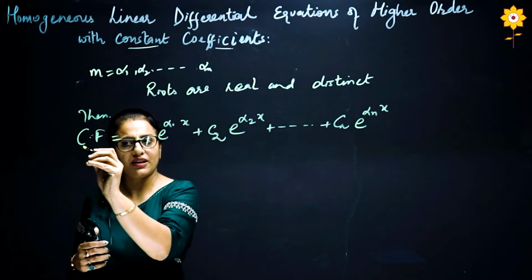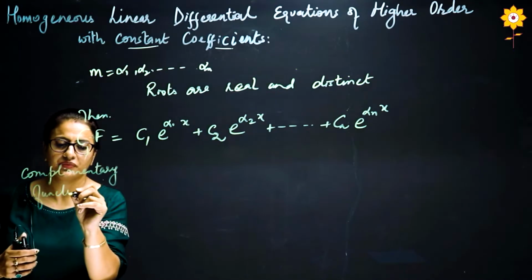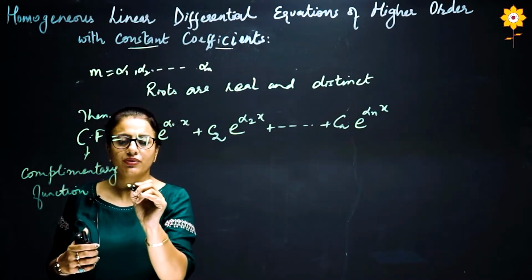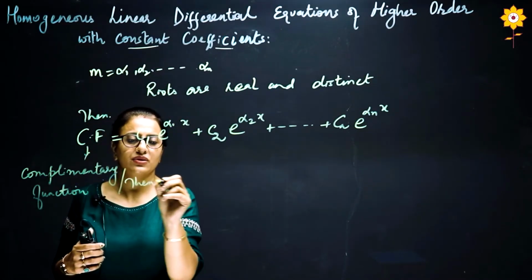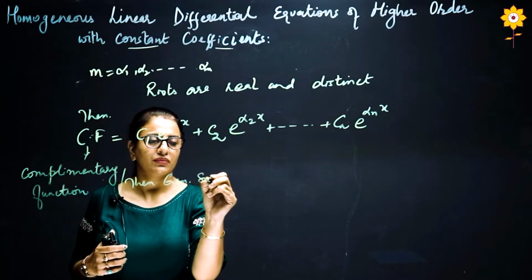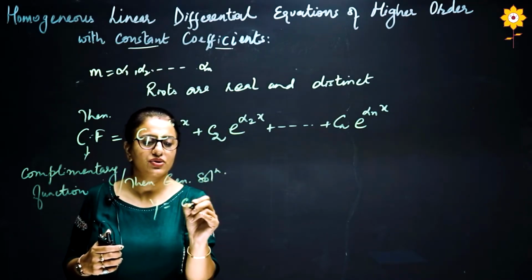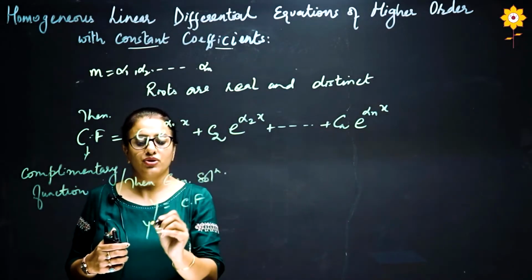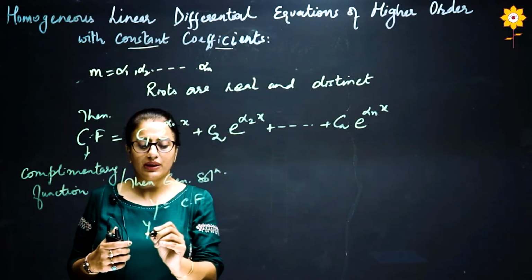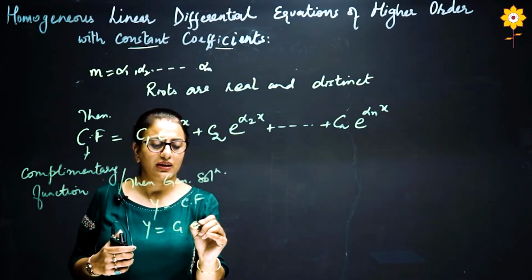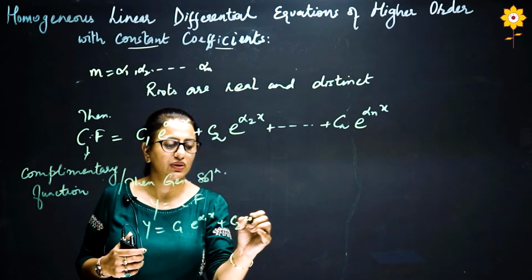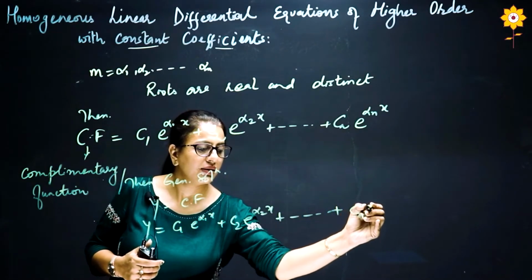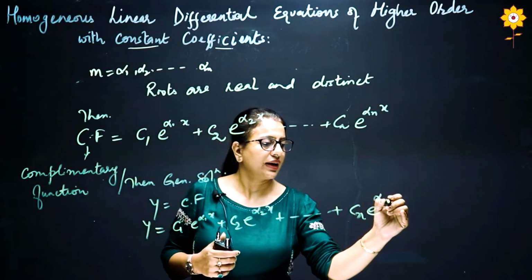Once we get CF, which stands for complementary function, the general solution in this case would be y equals to CF. So I can directly write the final answer: the general solution of the given equation is given by y equals C1 e raised to alpha 1 x plus C2 e raised to alpha 2 x and so on, plus Cn e raised to alpha n x.